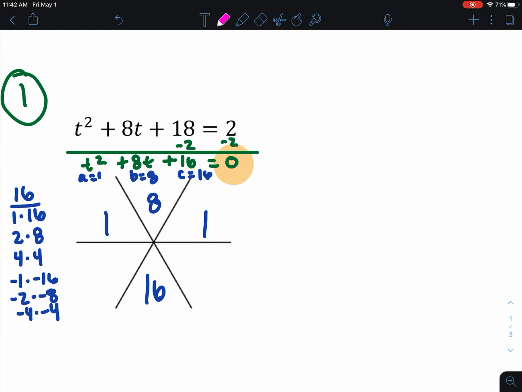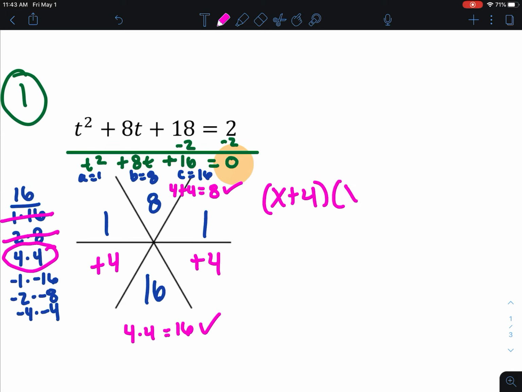Alright, so we're going to go through each one of these, and they have to add up to 8. 1 plus 16, that's 17. Nope. 2 plus 8, that's 10. Nope. 4 plus 4, that's 8. Those should be my answers. I'm going to double check. 4 times 4 equals 16. Yep. 4 plus 4, does that equal 8? And it does.